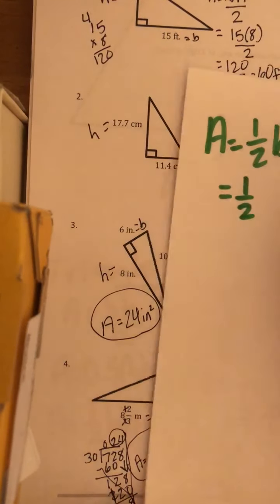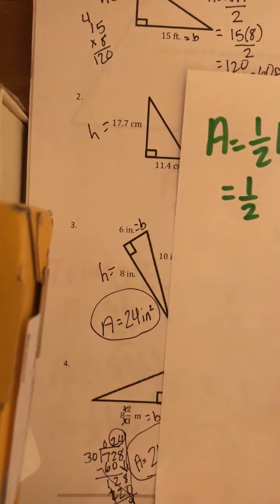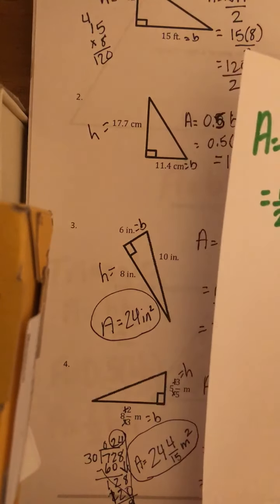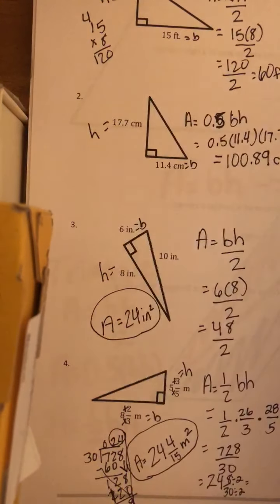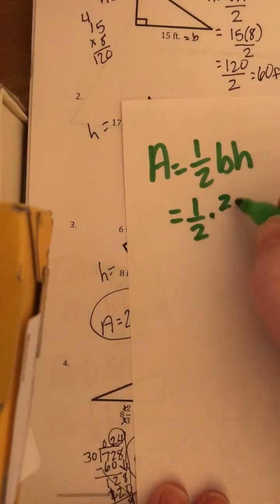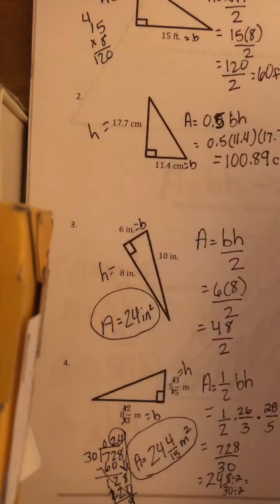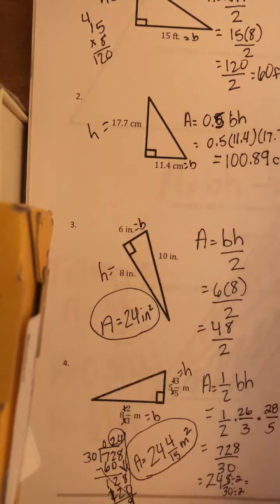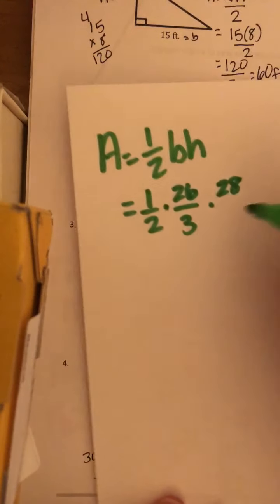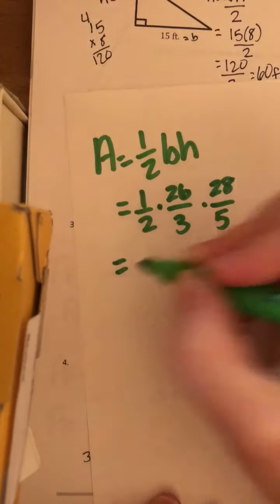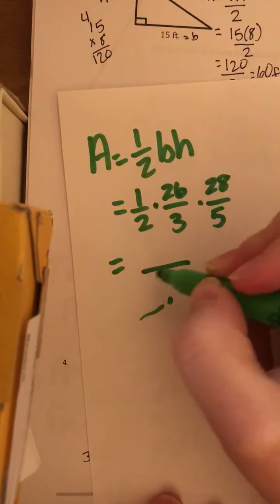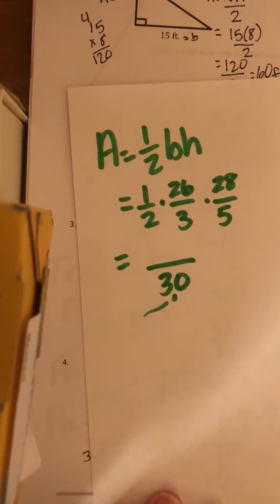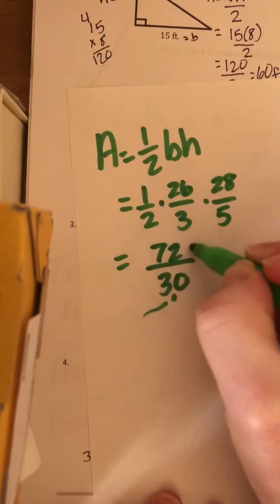So 1/2, 8 times 3 is 24 plus 2 is 26. So that's going to be 26, what's the denominator? Thirds. The next one is 5 3/5, which is 28 fifths. And I'm going to multiply across, whoops, 3 times 2 times 5. 6 times 5 is 30. And 26 times 28 is 728.